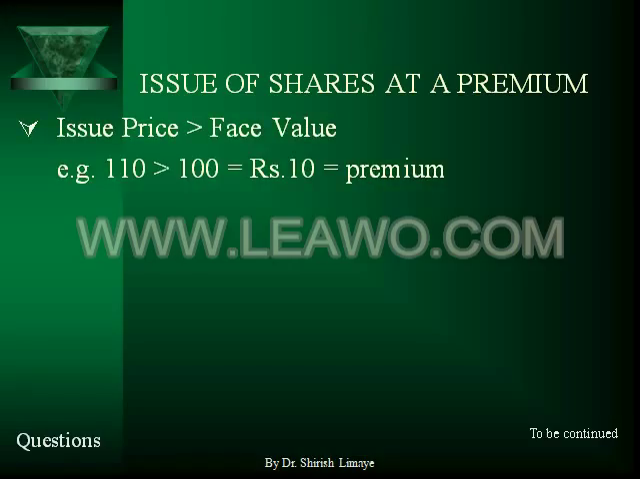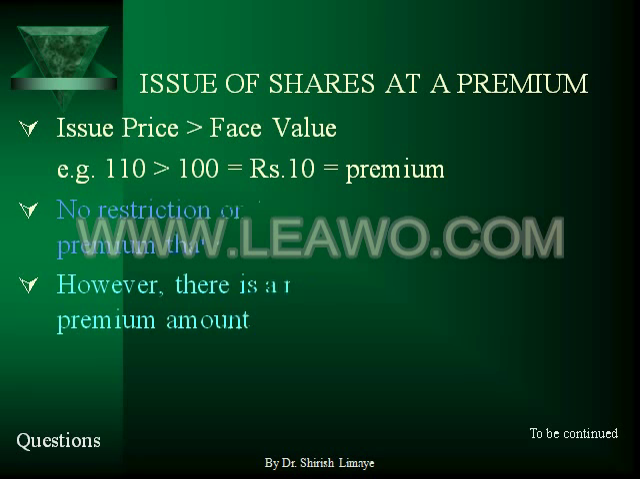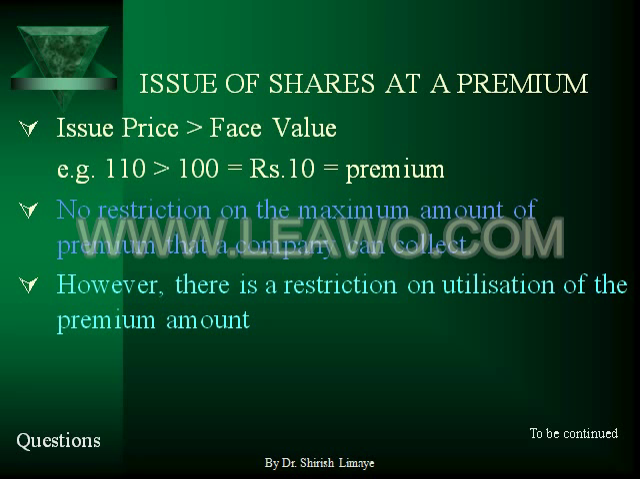When the issue price of a share is more than the face value of the share, the shares are said to have been issued at a premium. For example, if the issue price is 110 and the face value of the share is rupees 100, then the 10 rupees extra that the company collects is called the premium amount. There is no restriction on how much amount a company can collect by way of premium.